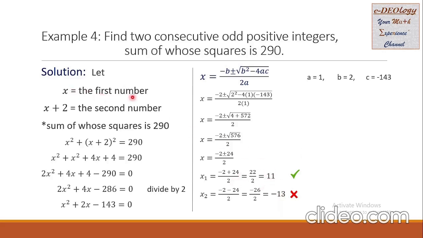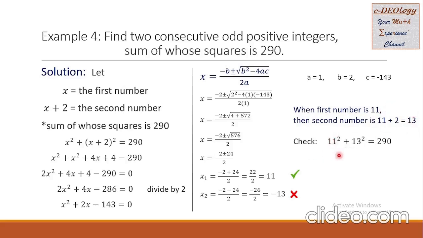This is our first number. So we write, when the first number is 11, then the second number is 11 plus 2 equals 13. So our numbers are 11 and 13. Just to check, let us put 11 squared plus 13 squared. Is it equal to 290? 11 squared is 121 plus 13 squared is 169. When we simplify the left side, that is 290, equal to the value on the right. So this is our final answer.